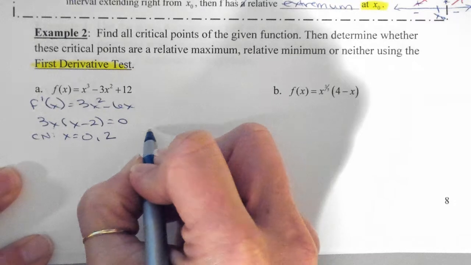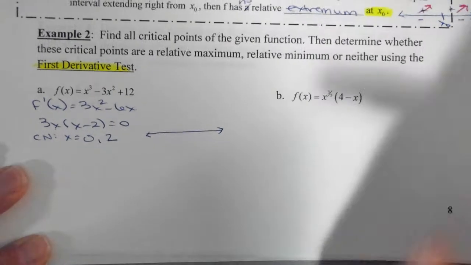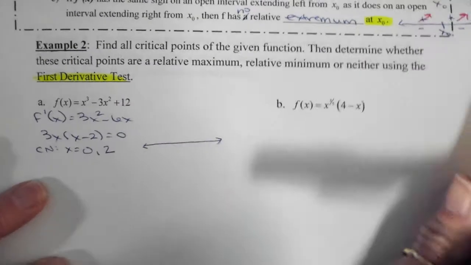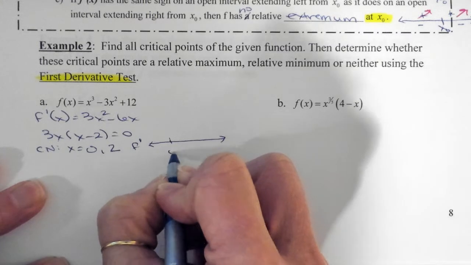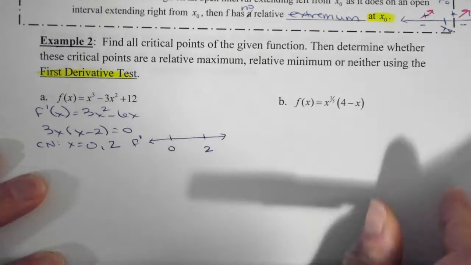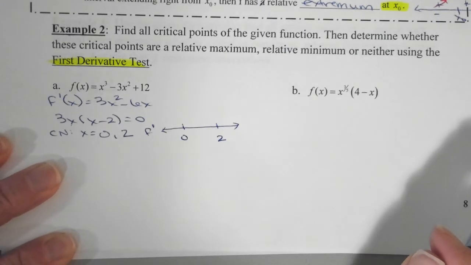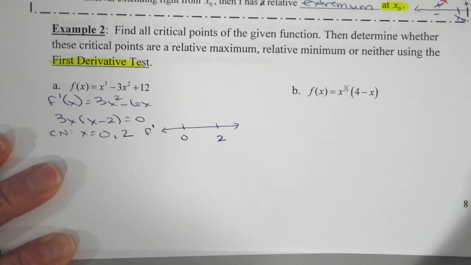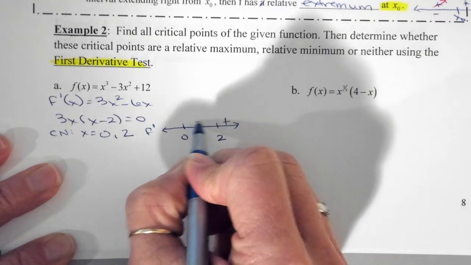Okay, so I'm going to draw a number line, slightly crooked, sorry about that. What am I testing in? F prime. Okay, I'm going to put 0 and 2. Question, multiplicity, even or odd? Both of them are odd, so can we use a shortcut? What's a shortcut? Where do I start? Left or right? I start on the right. It's going to be positive, negative, positive.